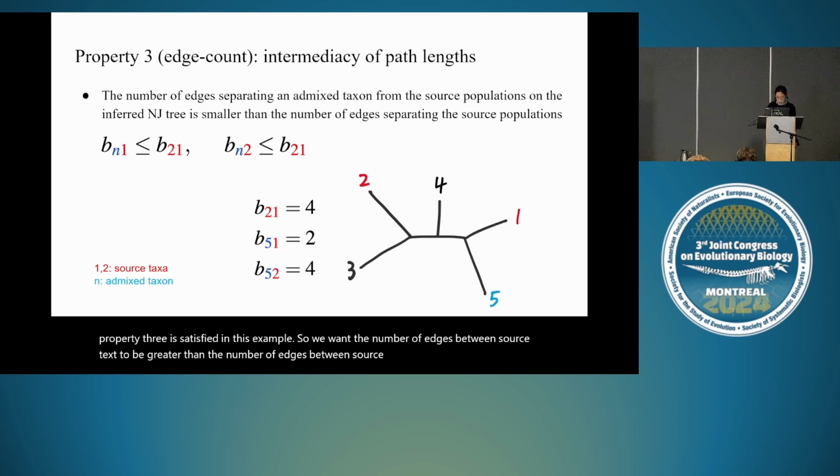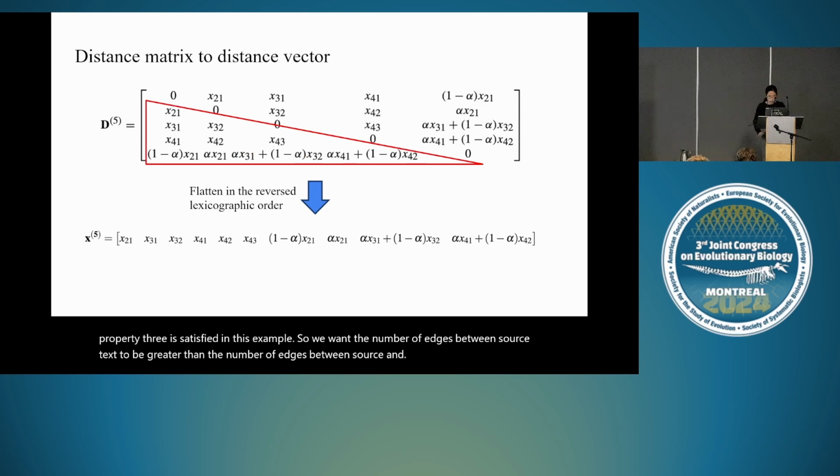Okay, so in our method, we don't want to deal with distance matrices. We want to deal with distance vectors. So we will be flattening the lower triangle of the distance matrix into a distance vector. Because the distance matrix is a symmetric matrix, the lower half is the same as the upper half, and we will flatten the lower half in the reverse lexicographic order in order to get the vector.